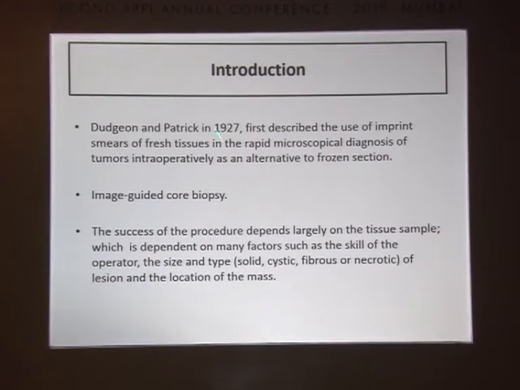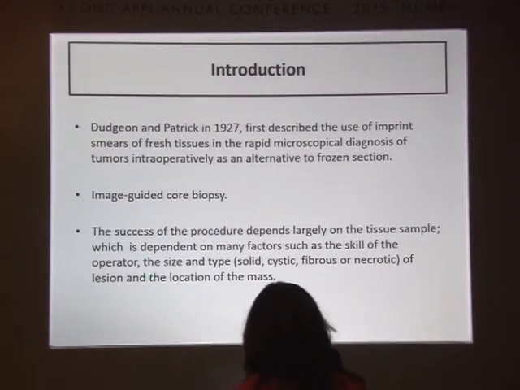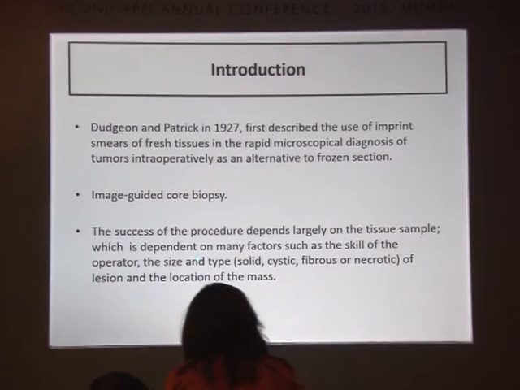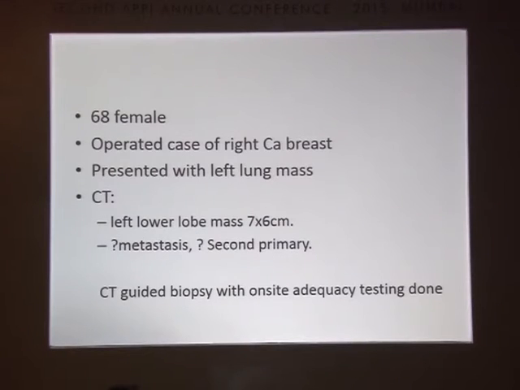And the success of this procedure depends largely on how adequate a tissue sample you get, which is again dependent on many factors. Skill of the operator is important, but also the size and type of the lesion and location of the mass, how deep-seated it is or how close it is in proximity to important anatomical structures. Depending upon that, your tissue adequacy depends. So before I go on, I will take one case, so that will give you an example.